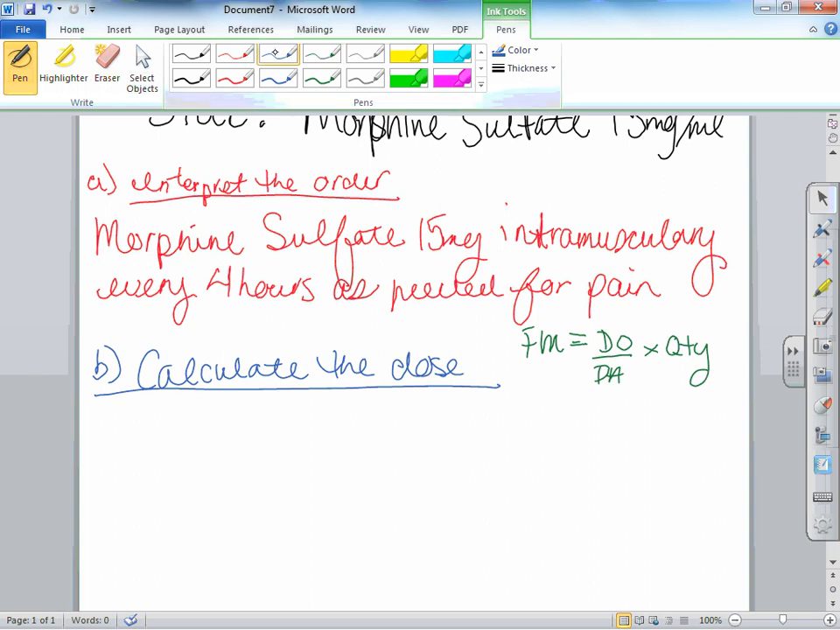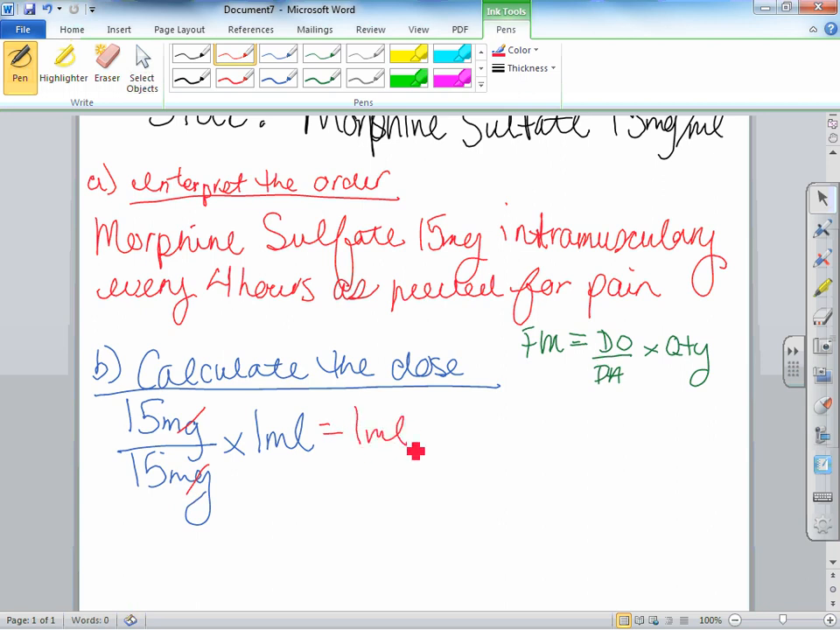All right, so my dose ordered, the order is asking for 15 milligrams. My dose available, the label states that the strength is 15 milligrams per 1 milliliter. So my dose ordered is 15 milligrams and I'm going to multiply that by the quantity of 1 milliliter, because for every 1 milliliter, you get 15 milligrams on that medication. So my milligrams cross out, leaving me with what?